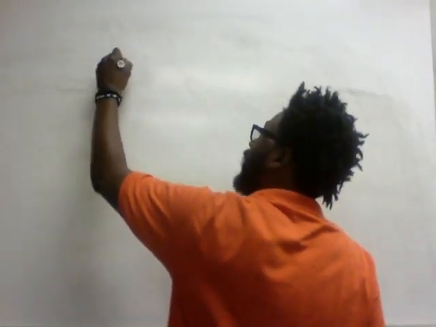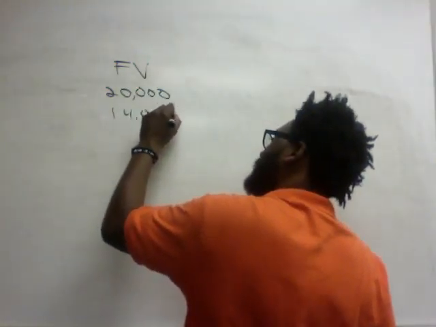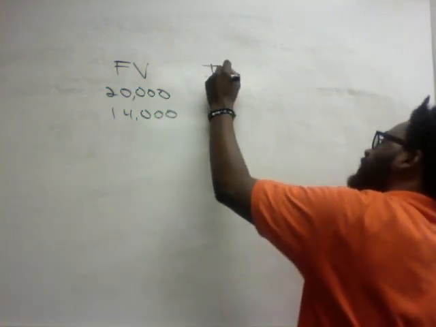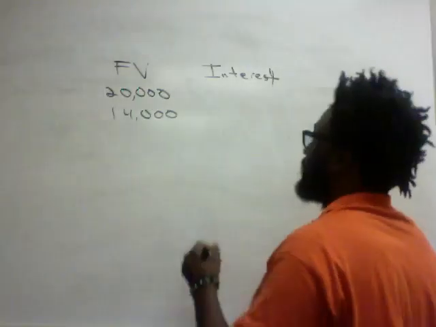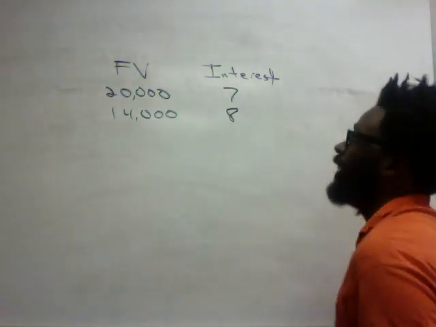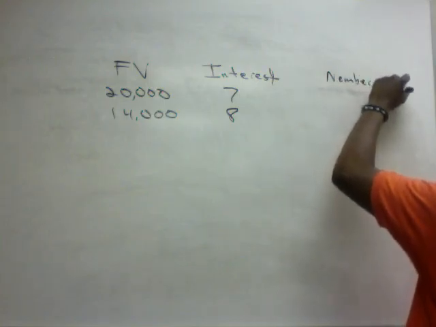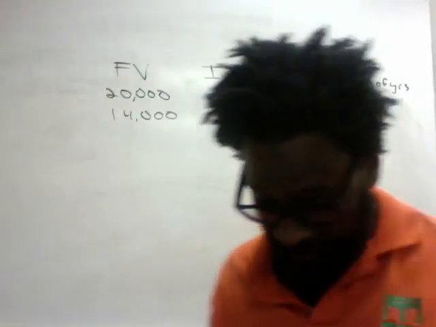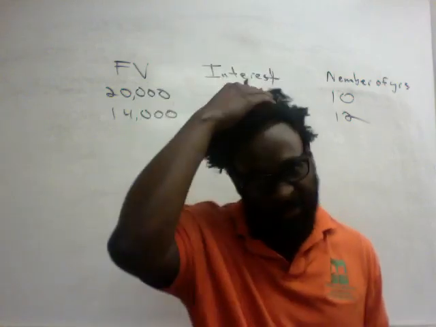So I'm going to, again, work through some problems. And I'm going to give you some present value figures. And this time they're already giving us the future value. So we have 20,000, and for the second one we have 14,000. You still always need an interest rate. So our interest rate is going to be 7% and 8%. Okay? And we always need the time, the number of years. And we have 10 and 12. Perfect. Okay?